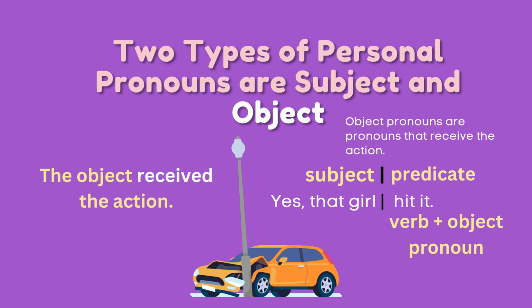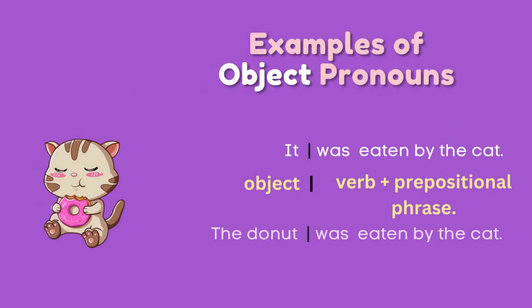In some sentences, called passive sentences, the object comes first. The donut was eaten by the cat. What is the action? Was eaten. Who did the action? The cat. The cat is the subject because it did the action. What received the action? What did the cat eat? The donut. So, the donut received the action. The donut is the object. The word it replaces the donut, so it is an object pronoun.